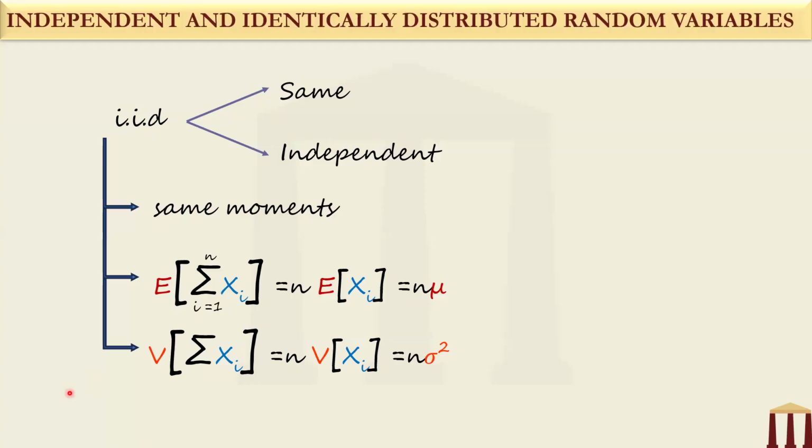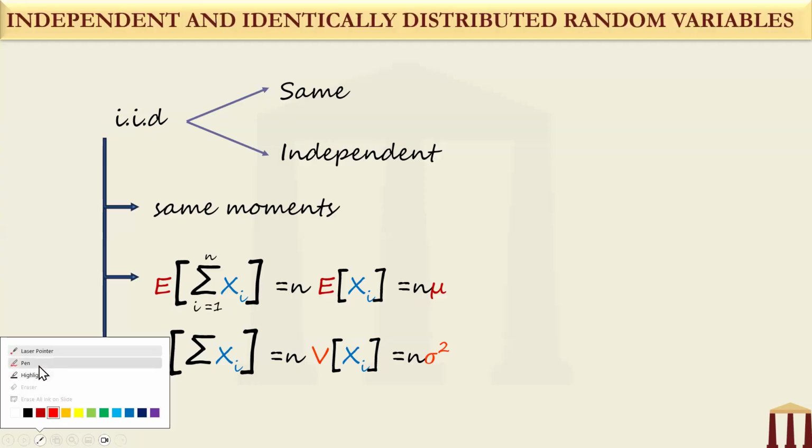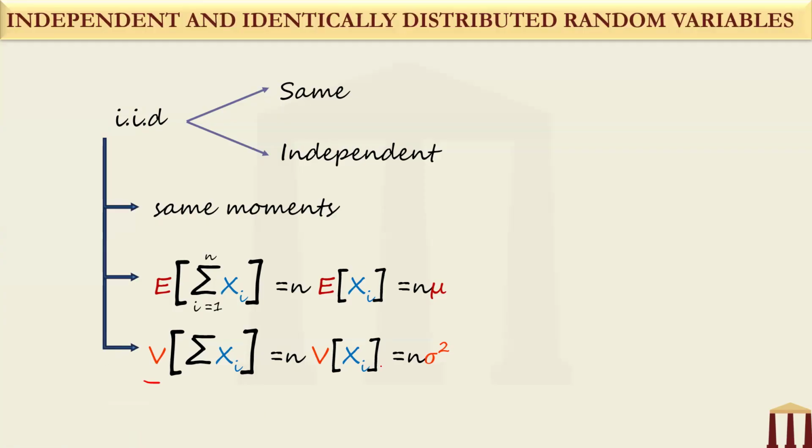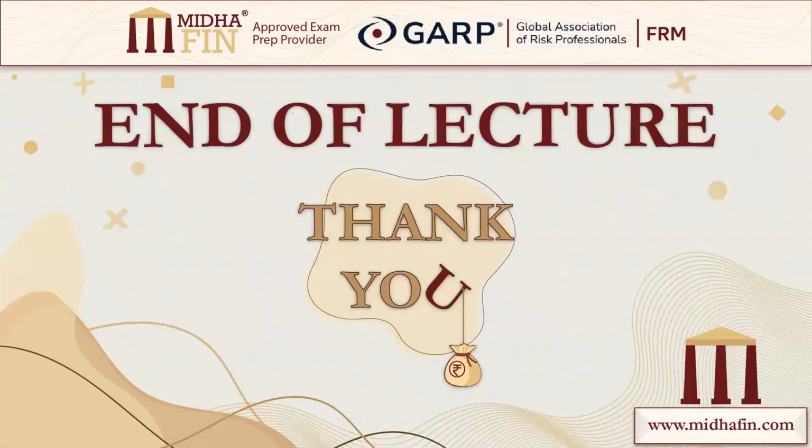So my last question, which will be used again heavily in VAR: if variance gets scaled up by n, what will standard deviation get scaled up by? Root n. Very good. And this root n is used quite heavily. Okay, fine. So that's the end of this lecture.